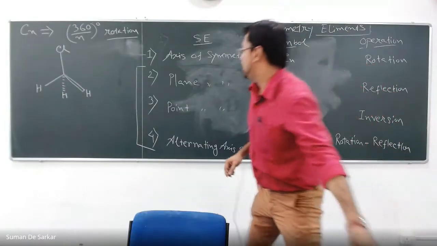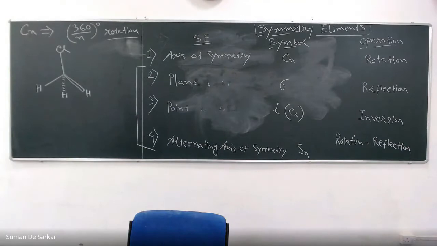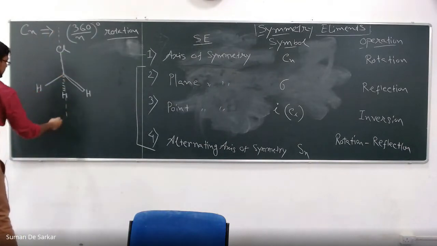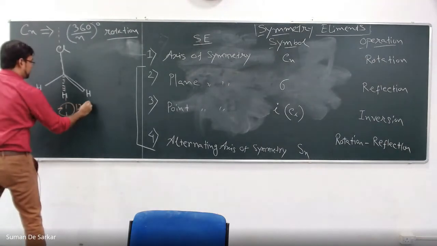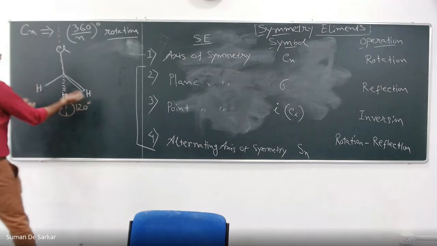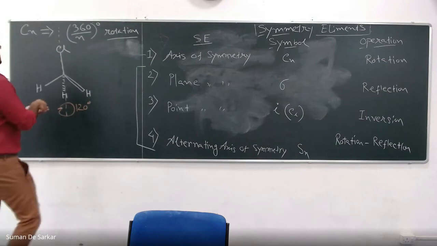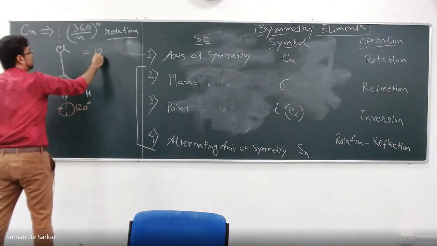120. Exactly, 120. Absolutely correct. So the thing is, if you have the axis here, if you rotate it by 120 degrees, then you will regain the initial position, or the identical position. So in this case this degree is 120.